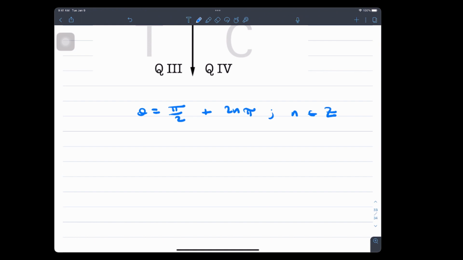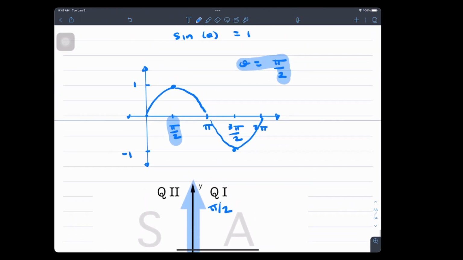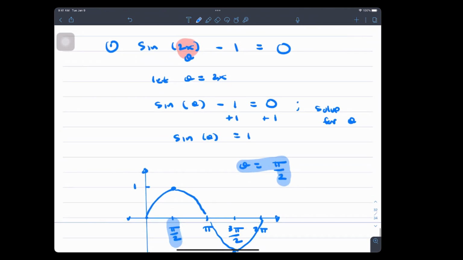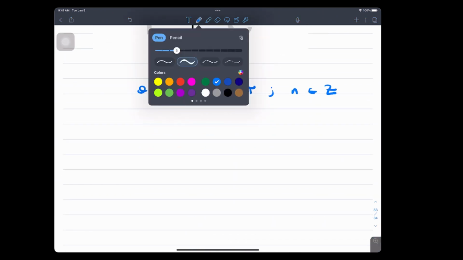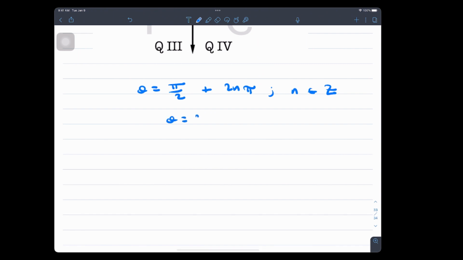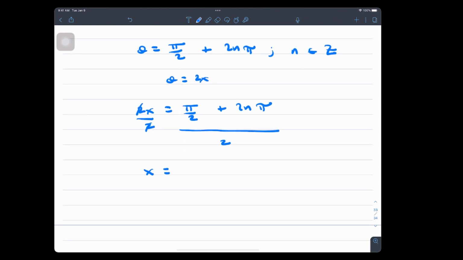And now you say, okay, Mr. Judge, that's great. This is everything we've been doing. We already know that. But what we should remember is, what was theta to begin with? Theta was 2x. So we have to go back and remember that theta is 2x, which means replace your theta with 2x. And then remember, we have to solve for x. So we've got to divide both sides by 2.